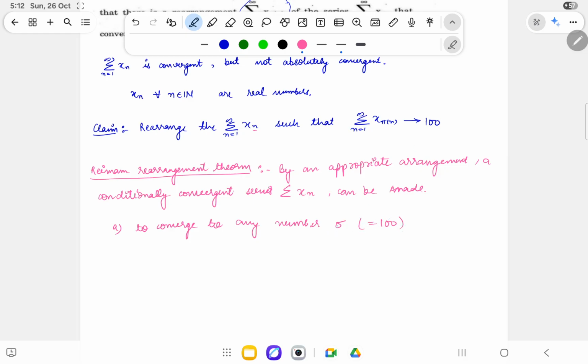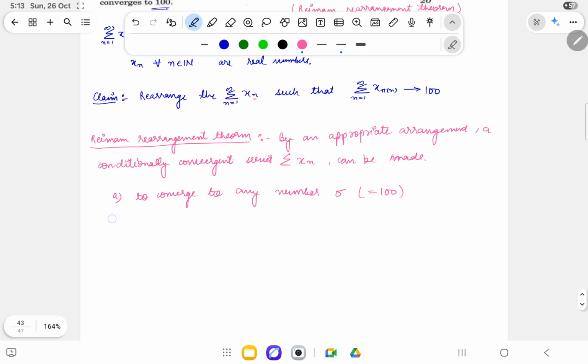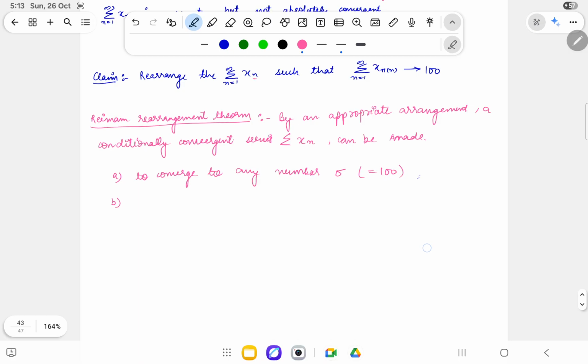If we show that we can make it converge to any number sigma, then we can obviously show that it can be rearranged such that it converges to 100. That is basically a special case of this, and there are other parts as well to Riemann rearrangement theorem, but we'll see proof of the first part only, because that's the only part asked in the question.